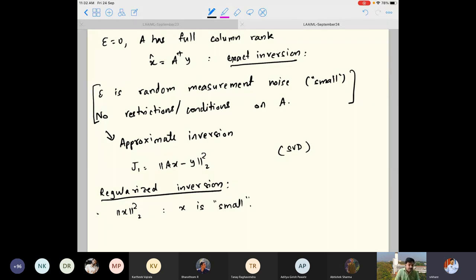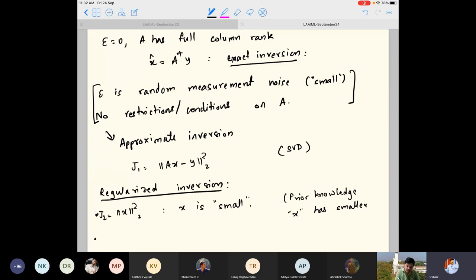So this has something to do with having some prior knowledge about x and trying to match that prior knowledge. And what was the prior knowledge about x that you have? It was that x has smaller values rather than larger values. There are infinitely many solutions. You will try to find those x which have smaller values, right? So this is one objective, J2, that this is smaller.